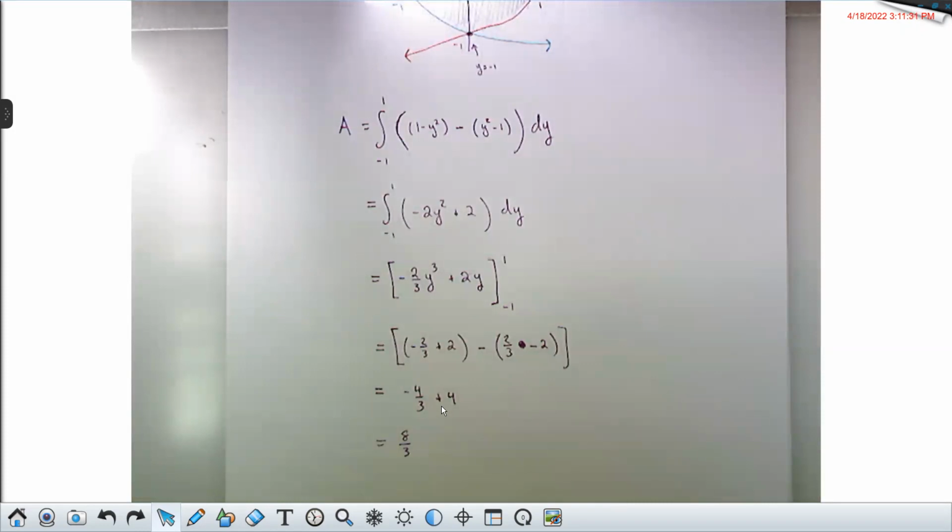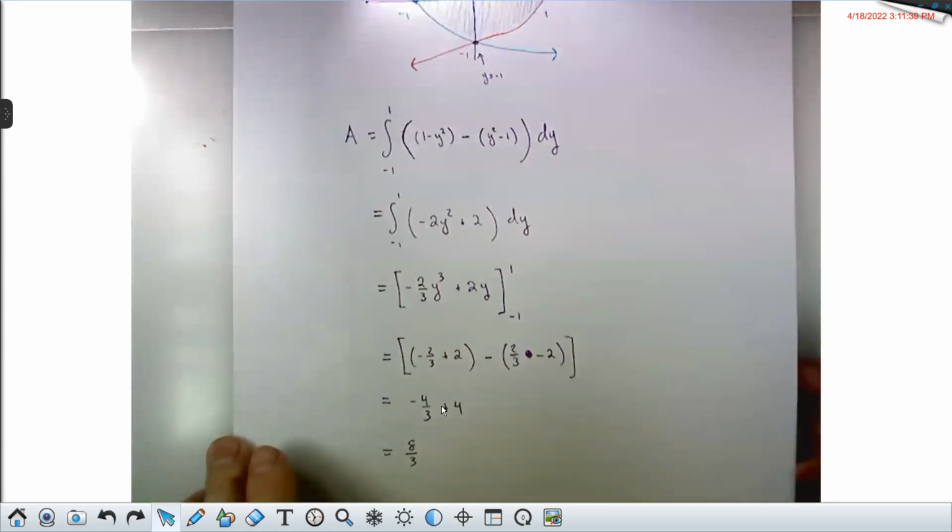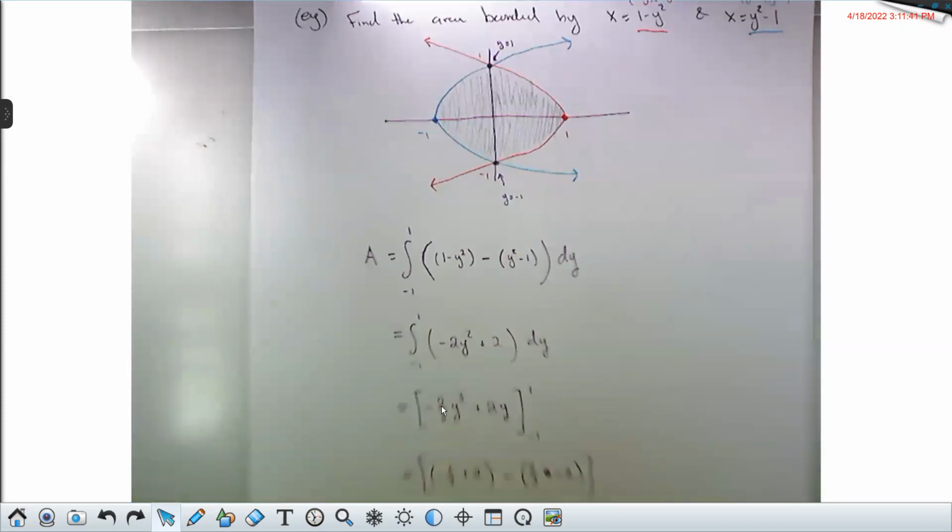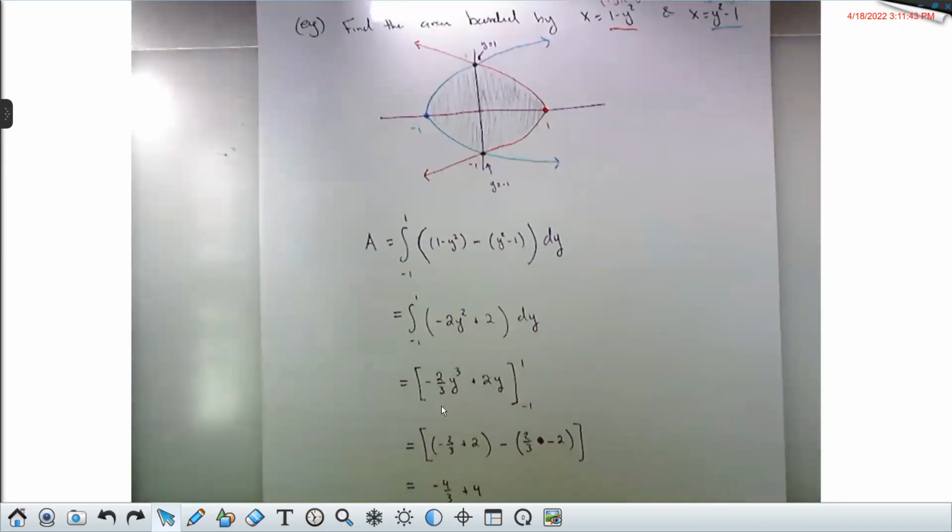I don't think we have time for another full problem, but we can take a quick peek at some of these and discuss how we would set them up. Before I do that, are there any questions on the graphing, the setup of the integral, execution of the integral, anything?